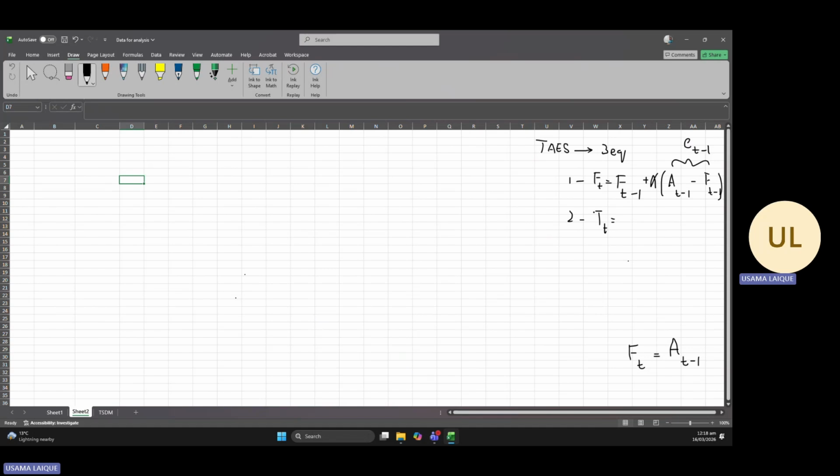So T subscript t, T corresponds to trend, and subscript t basically means two things. This means the data is in a time series representation, and most of all, it's a current value, whatever is in consideration right now. That is equal to whatever is the trend value in the previous period, so t minus 1, that's the first lag, plus beta. Beta again is a smoothing constant, but this time it is used in the trend adjustment equation, and the range of beta is exactly equal to alpha. And this is followed by what we call the current forecast value.